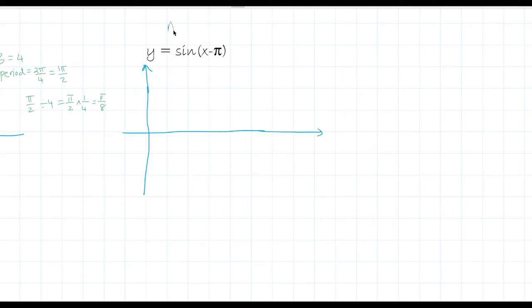So again, our a value is 1, because if there's no number, it means it's a 1. Our b value is also 1, because there's no number in front of x. X is not being multiplied by anything other than 1. So b is 1, because b is the value that x is being multiplied by. And this value here is c. And c tells us the horizontal shift.